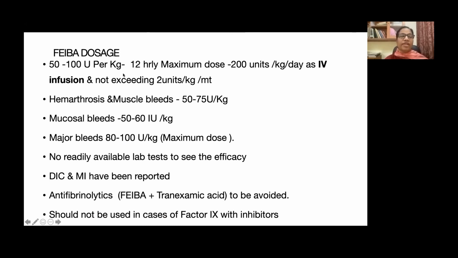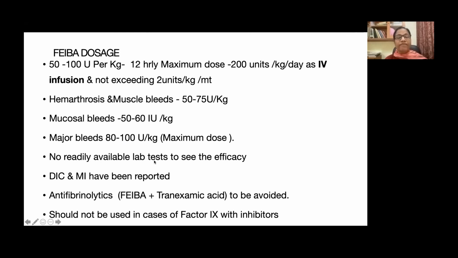It should be given 12 hourly, and it should be given as an infusion, not exceeding 2 units per kg per minute. This is very important. You can give factor VIII over 3 to 5 minutes or max 5 to 7 minutes, factor 7 in 3 to 5 minutes, but this FEBA you should give as an infusion only. For hemarthrosis and muscle bleeds, the dosage recommended is 50 to 75 units per kg, and for mucosal bleed 50 to 60. That is low dose only required for minor hemarthrosis and mucosal bleeds. For major bleeds like an IC bleed with inhibitors, you should give 80 to 100 units per kg. That is the maximum dose recommended.